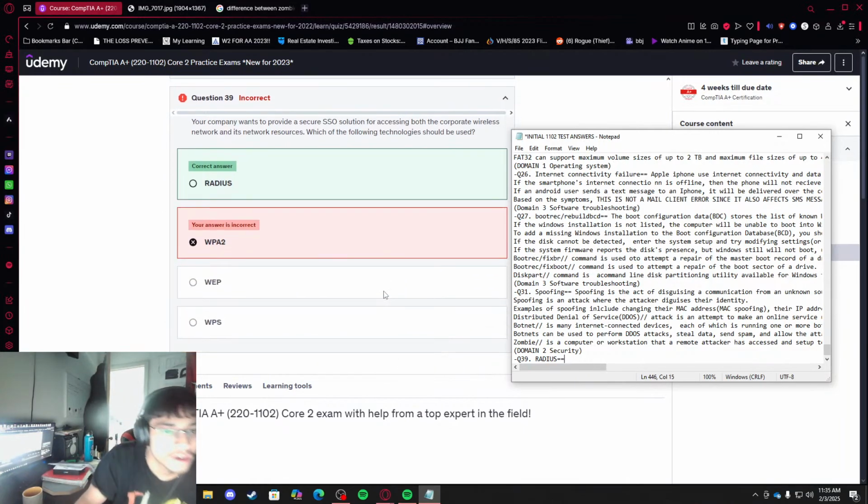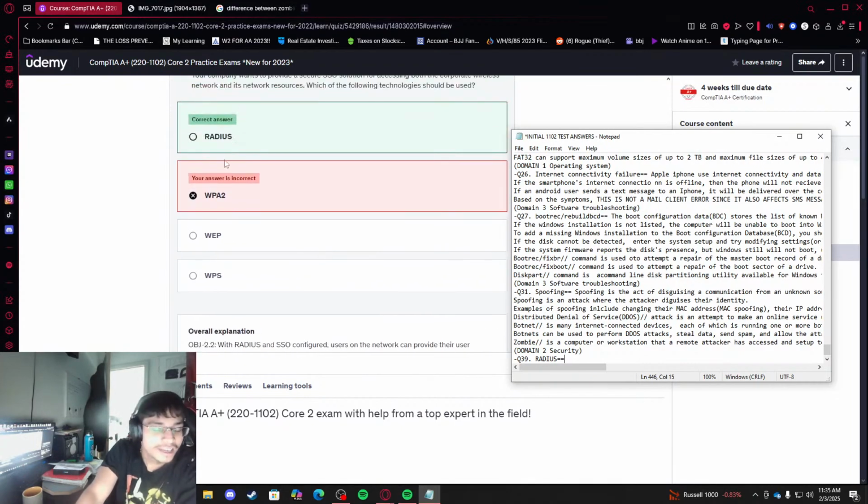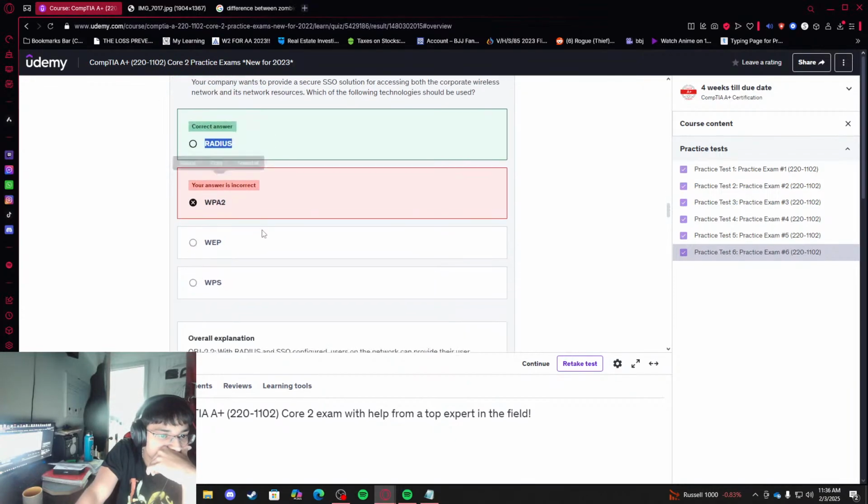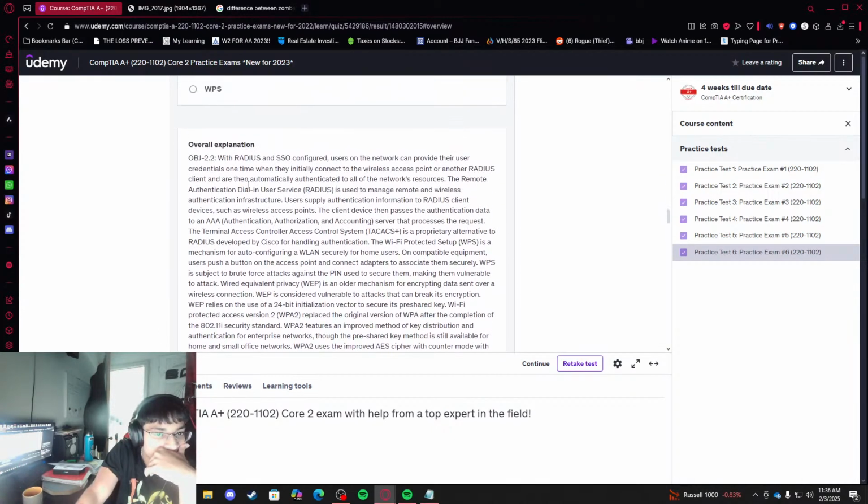Okay. Your company wants to provide a secure single sign-on solution for accessing both the corporate networks and the network resources. Which of the following technologies should be used? I'm an idiot. It is Radius just because it has its own authentication server. It's like a two-step program. WPA2, it is a single sign-on. All these are single sign-ons, really. But this one has an extra step to it.